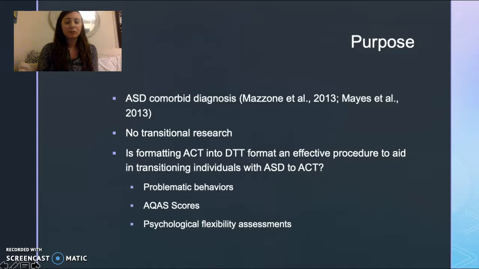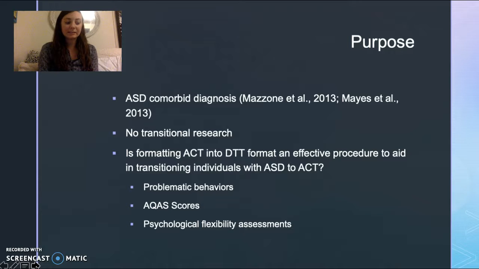However, despite these higher reports in social emotional needs, there is currently a lack of research for talk therapies that address these needs, as well as a lack of research for transitioning individuals from a highly structured DTT service setting to a less structured talk therapy setting to address these social emotional needs.